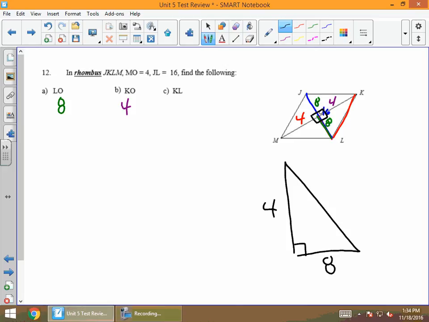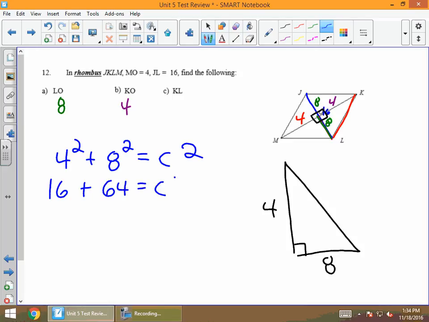I do have to use the Pythagorean theorem, because if I'm given two sides, I have to find the other one. What's the one rule about the Pythagorean theorem that always has to be true? The hypotenuse has to be C. So let's go through and solve that. 4 squared plus 8 squared is equal to C squared. 16 plus 64 is equal to C squared. 16 and 64 gives me 80, which is equal to C squared.